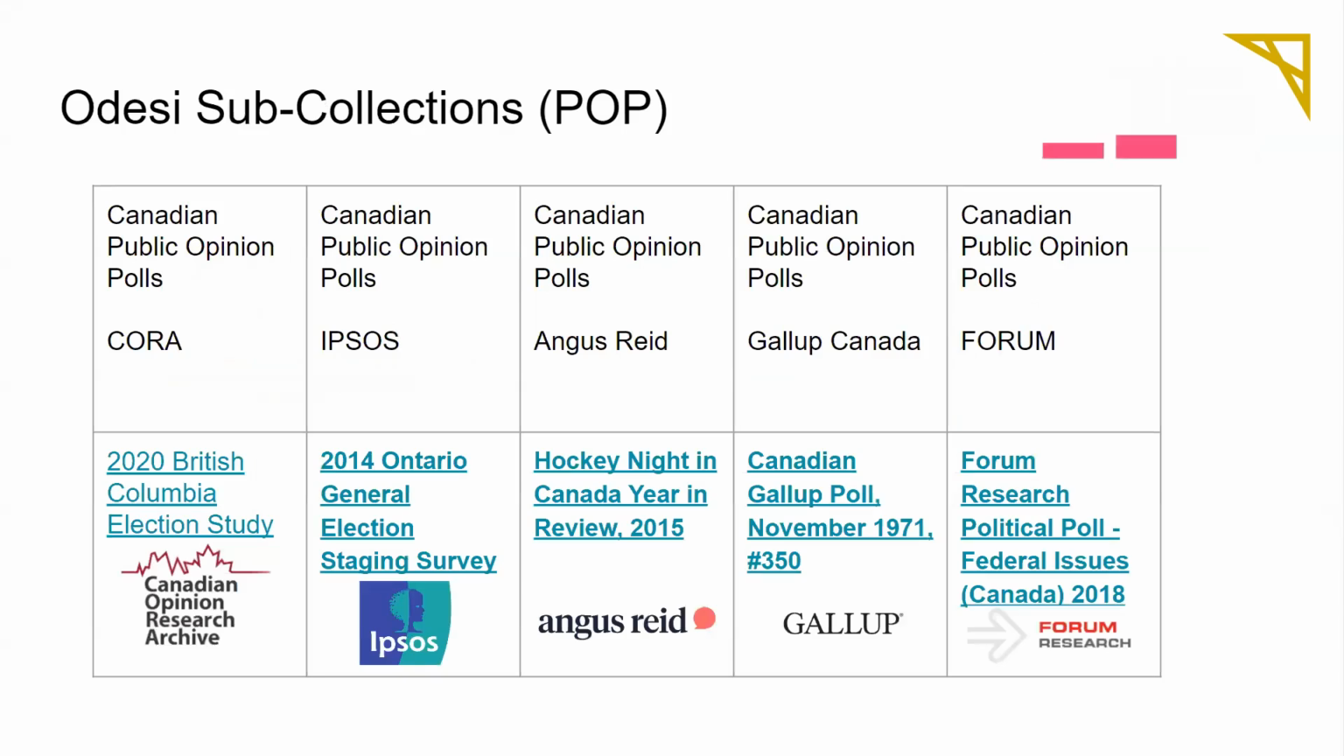In terms of subcollections, just an example provided to you in this table are some of the polls that we have, including the time periods that they cover. So it really is broad. We have a lot of historical data, but also some more current data. Most recently from the Canadian Opinion Research Archive, they've been depositing data sets from the most recent elections in the provinces. And so we have data including up until the last 3 years.